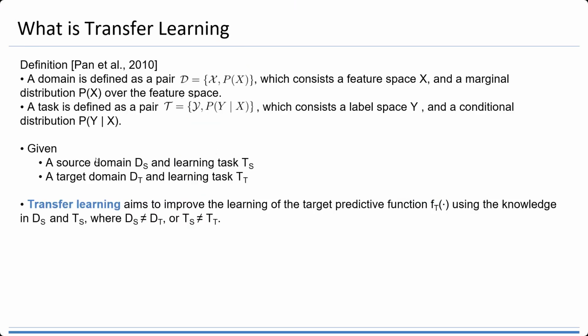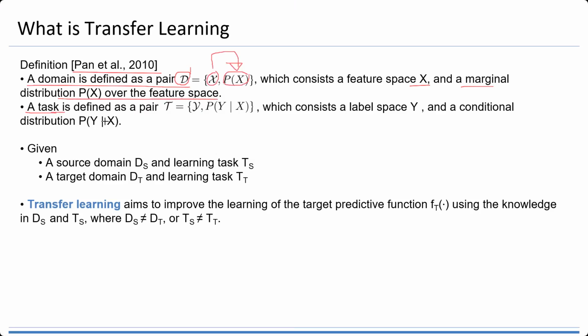Okay, there is a definition of transfer learning from the researcher Pan et al. in 2010. He made a definition of domain and task. So domain means we have a feature space X and we have a marginal distribution P(X) over the feature space. So X is the data that we have, and then P(X) is the marginal distribution, or a kind of representation of this data.